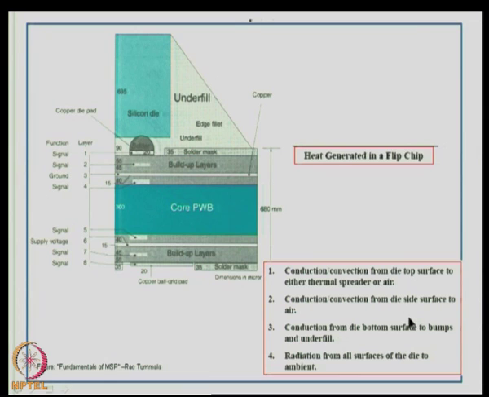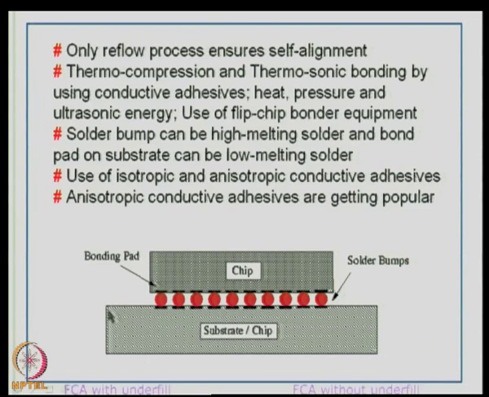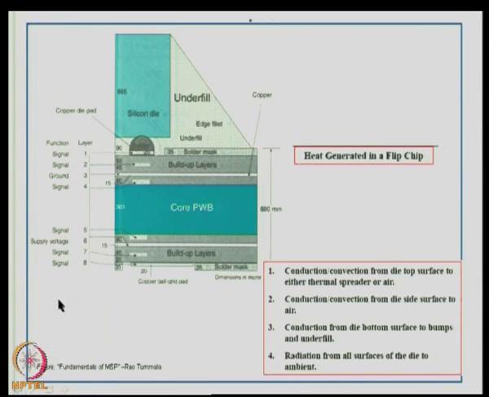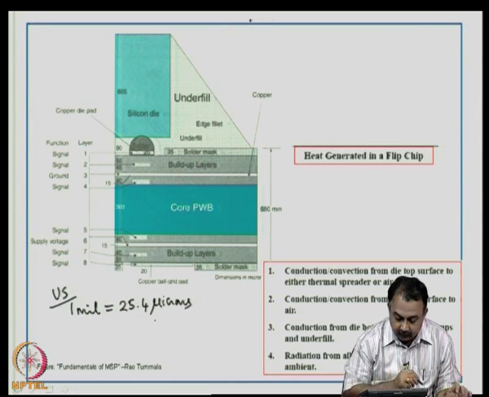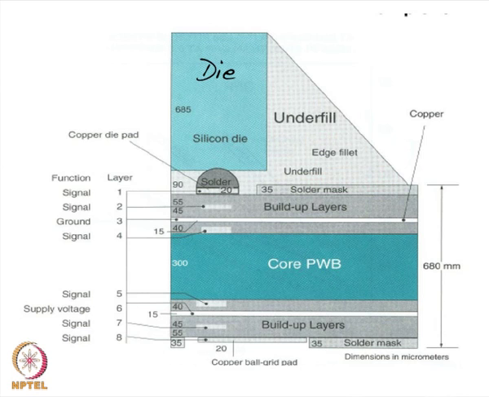Now, the numbers given here are in mils. 1 mil is 25.4 microns. 1 mil, it is a US military standard. 1 mil is equal to 25.4 microns. So, you can see that the entire structure is a high density interconnect structure. So, you have an underfill, you have the die, you have the solder mask material which protects the build-up layers of the PCB, and then you have the bump here and so on.